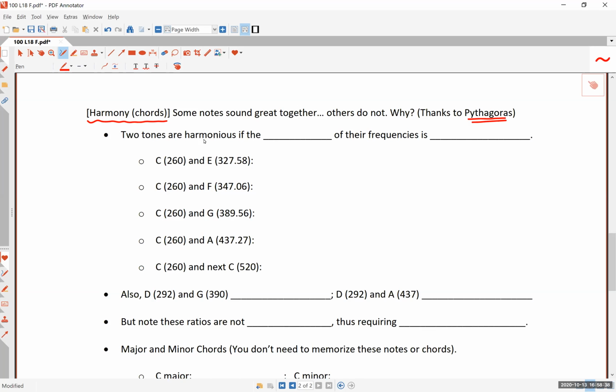So two tones are called harmonious if they sound good together. I can sort of demonstrate for you what sounds good together and what doesn't. But it turns out this is one of the great discoveries by Pythagoras. The two tones harmonize together if the ratio of their frequencies is a simple fraction. So this is how closely mathematics is related to music. That which sounds good to our ears can be explained using mathematics, basically the frequency.